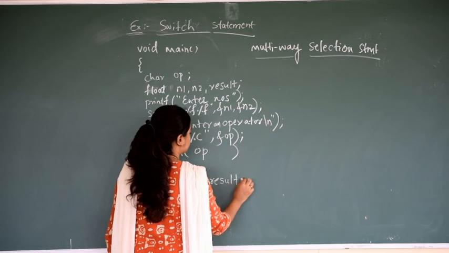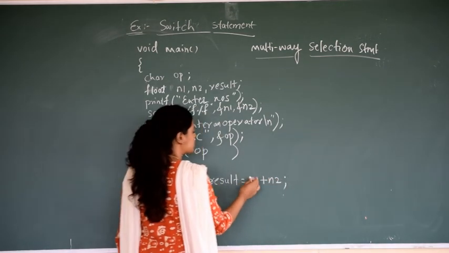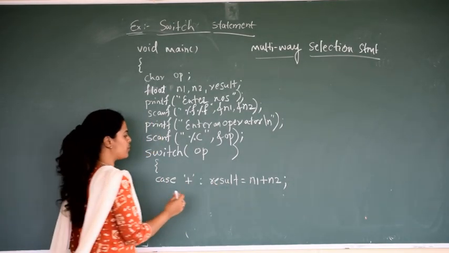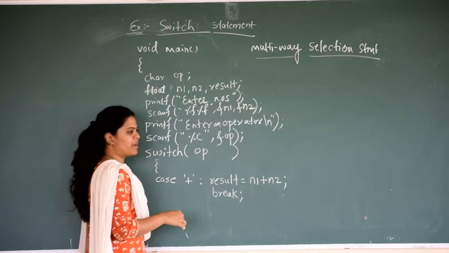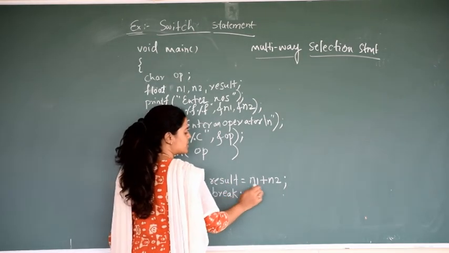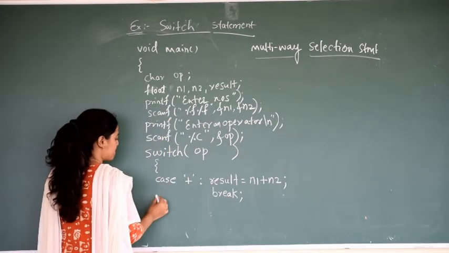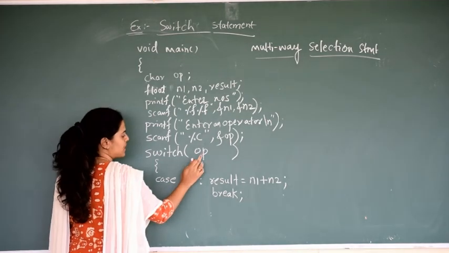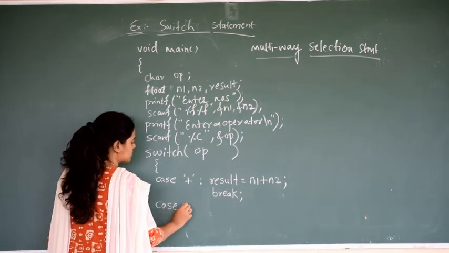So in result I am going to store n1 plus n2. It is going to add two numbers and store it in the result. So in switch statements we are going to use one more keyword called break. Break is used to come out of the switch statement. After it performs the addition of two numbers and stores the result here, it comes out of the statement. If the case plus is not matching with the operator, then it will go and check the next case.